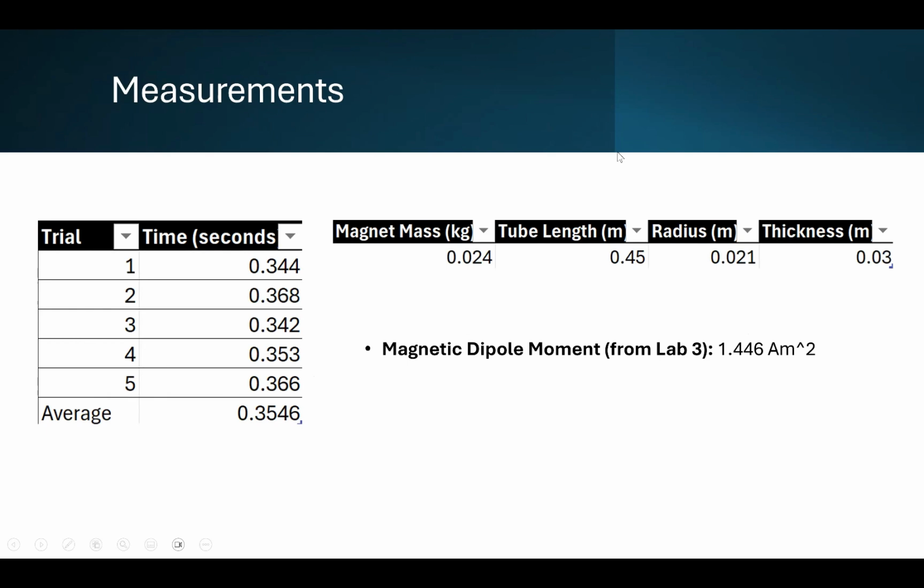So these are the 5 trials, and then the average at the bottom, and then all of the other measurements of the magnet itself and the aluminum foil tube are on the right. The magnetic dipole, which is from lab 3, is 1.446 amps times meter squared, which is not very strong. So the magnetic force didn't cancel the force of gravity as much as it should have.